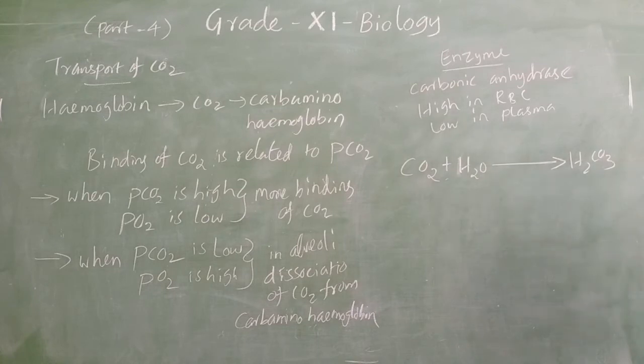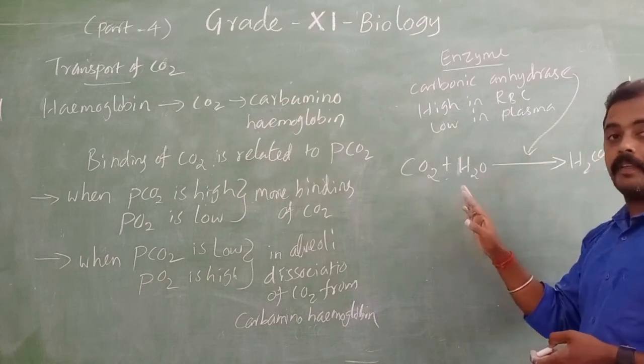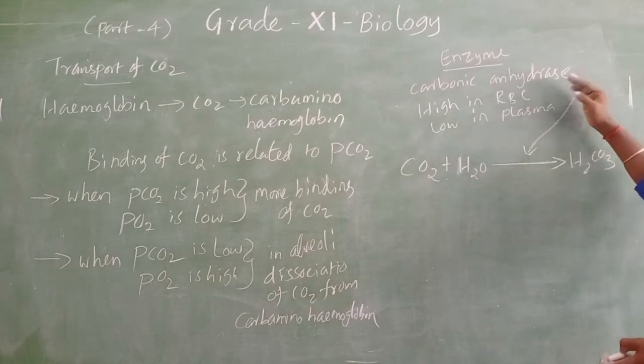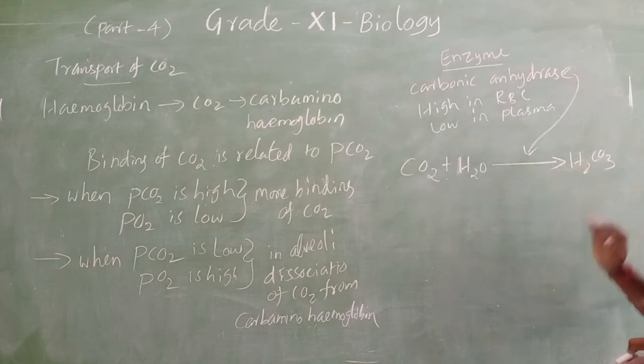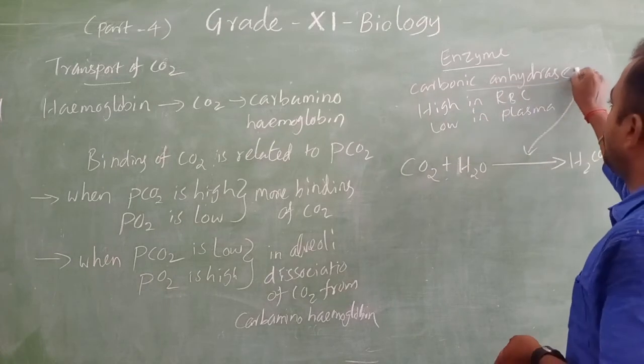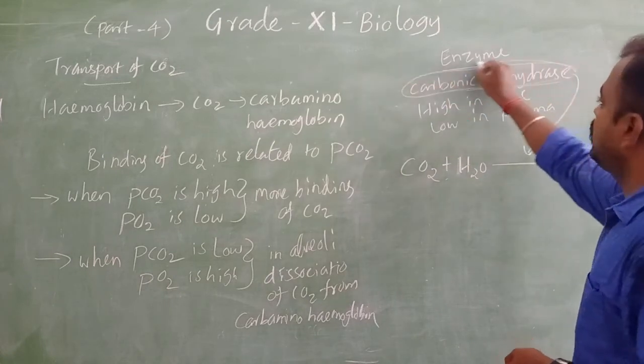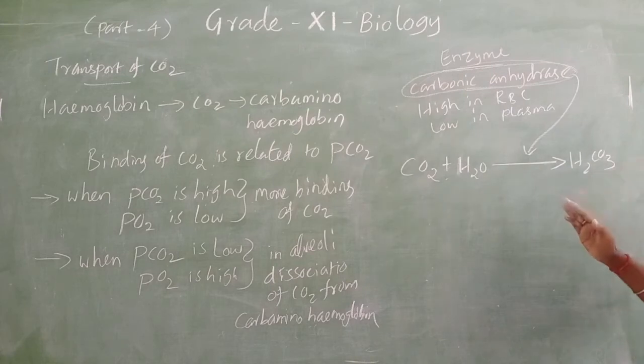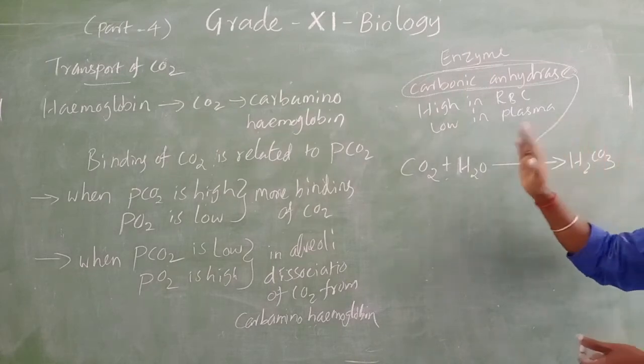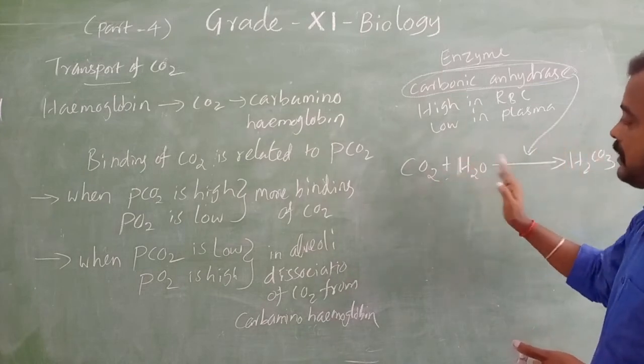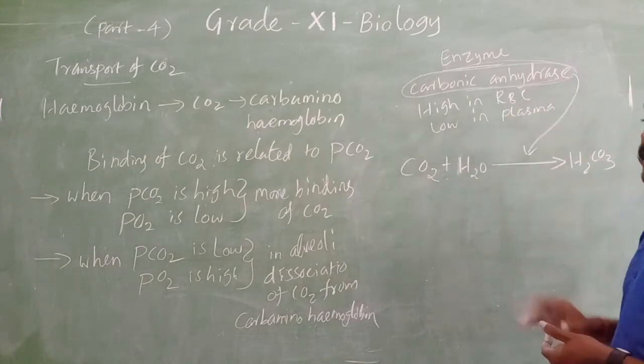How is it changed into carbonic acid? Carbonic anhydrase is involved. So carbon dioxide plus water reacts with the carbonic anhydrase enzyme and is converted into carbonic acid. Which one is converted? Carbon dioxide plus water. Which enzyme is involved? Carbonic anhydrase.